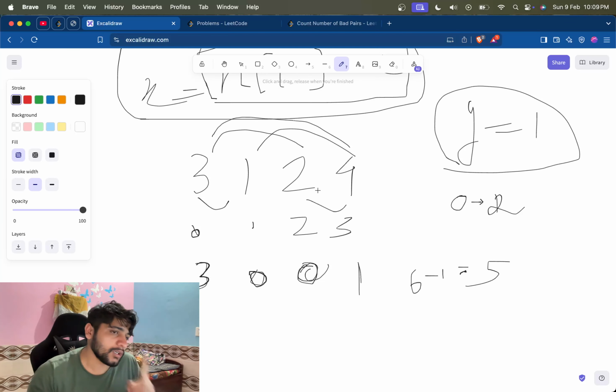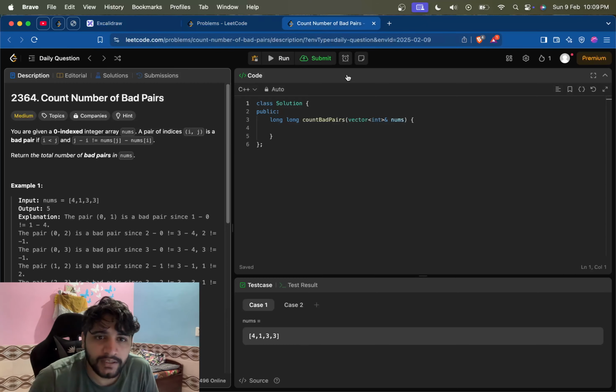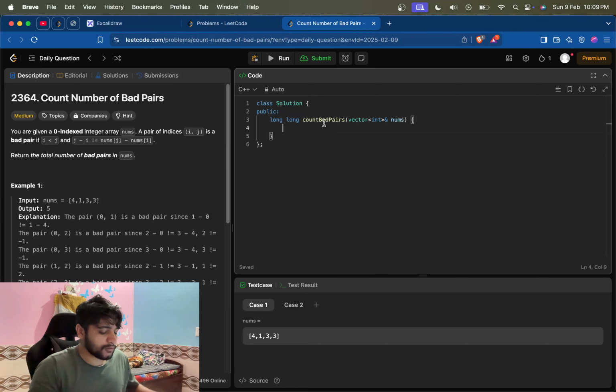It's just that one pair is good, which is 1 and 2, because they both have the same value for the difference of their index and their value. So this is what a good pair looks like. So this is how we can do this question.